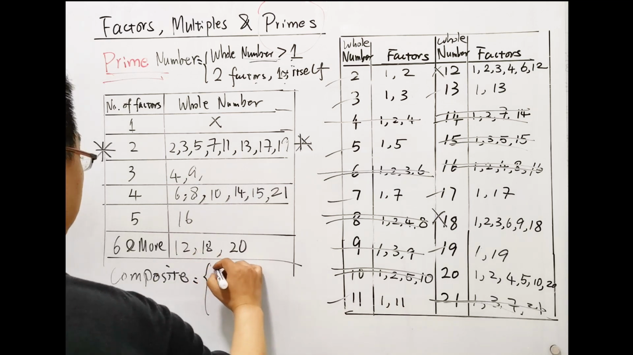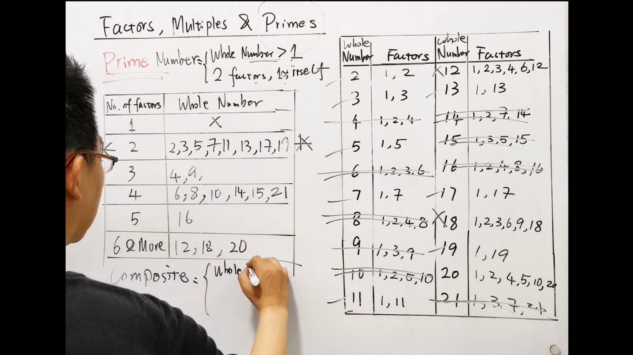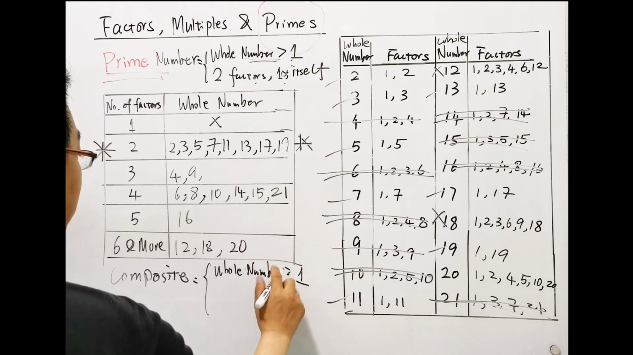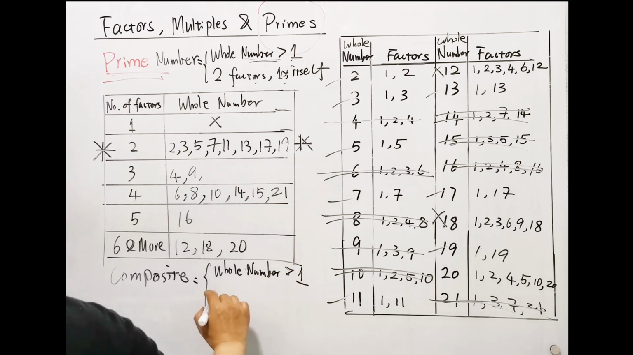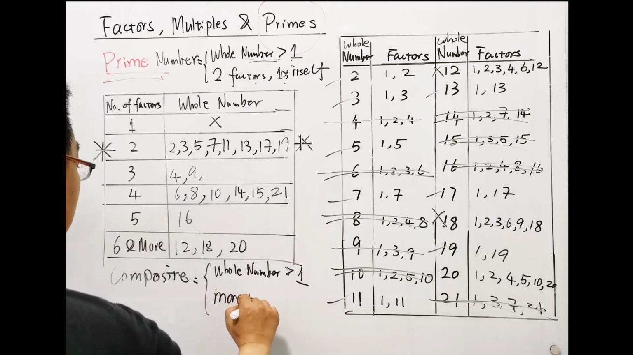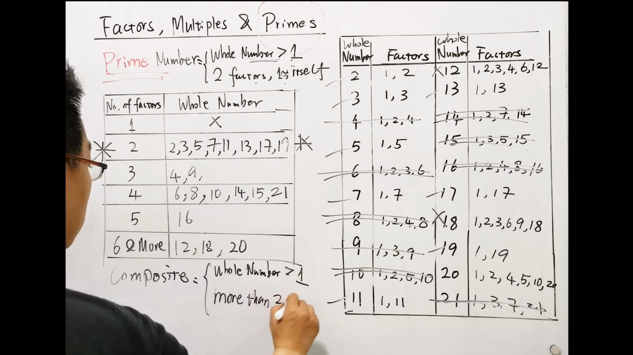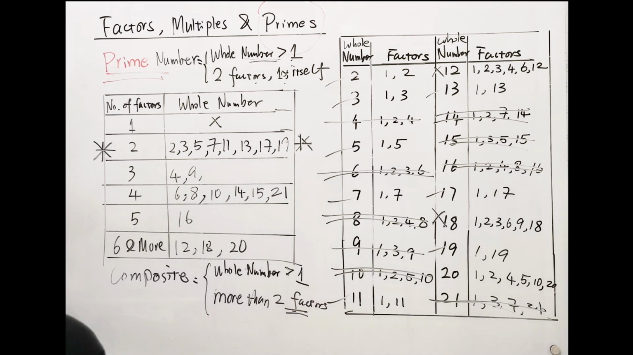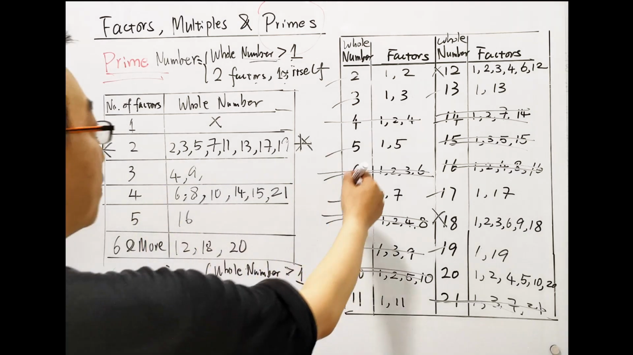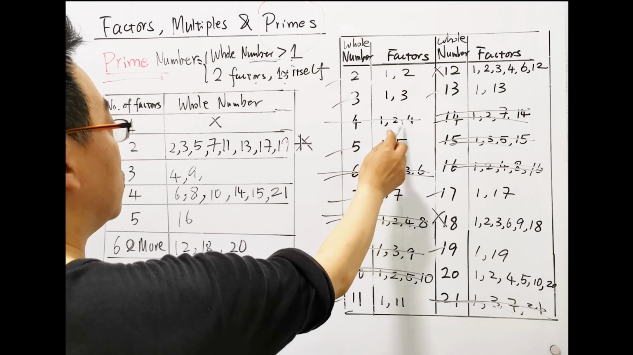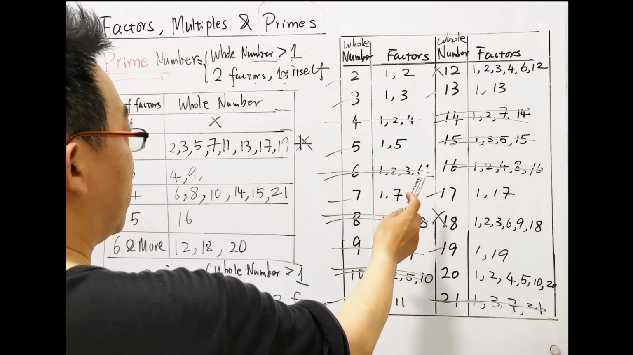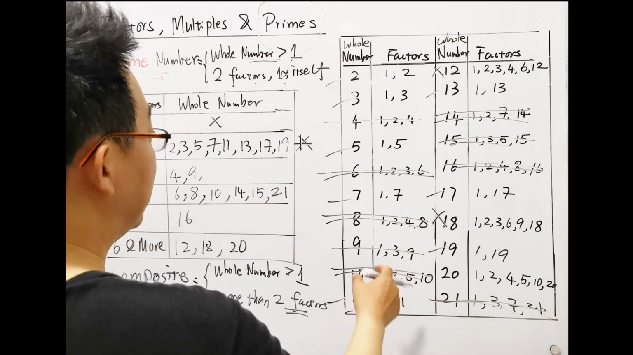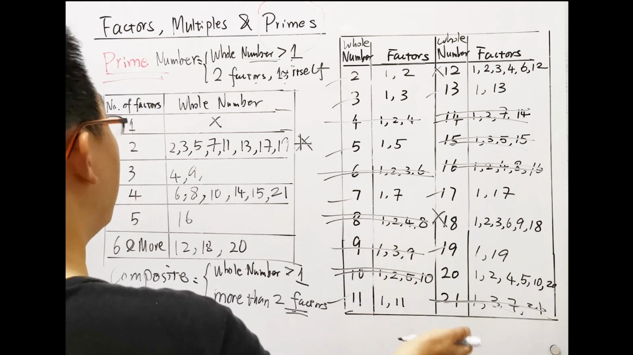So it's a whole number greater than 1. Okay, this is very important, right? It's more than 1, and then they have more than 2 factors. So let's look at here. What are those composite numbers? Let's look at 4. 4, they have 1, 2, 4. And the other one is like 9, they have 1, 3, 9. So they have more than two factors.